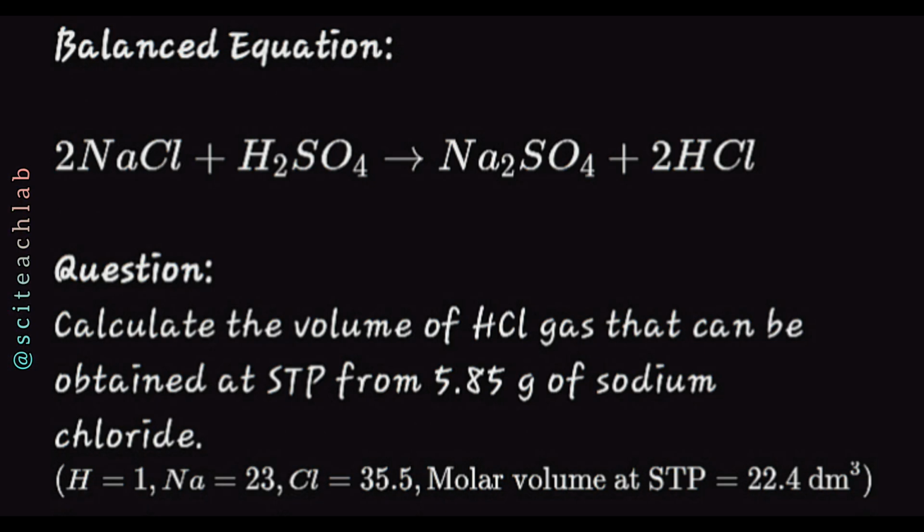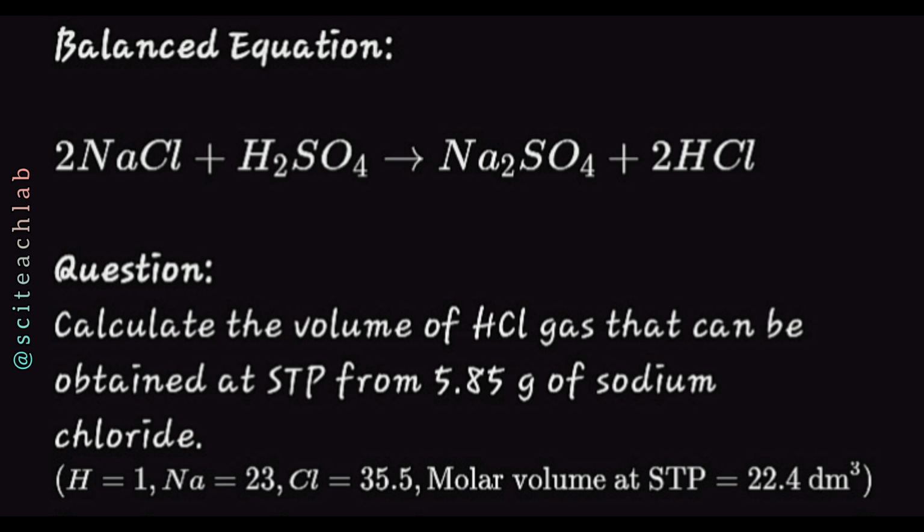The next question is, consider the reaction 2NaCl plus H2SO4 yields Na2SO4 plus 2HCl. In this question, we are given the reaction equation. So we don't have to find it, but we can confirm if it's balanced or not. It's balanced right now. And we're asked to calculate the volume of HCl gas that can be obtained at STP from 5.85 grams of NaCl.